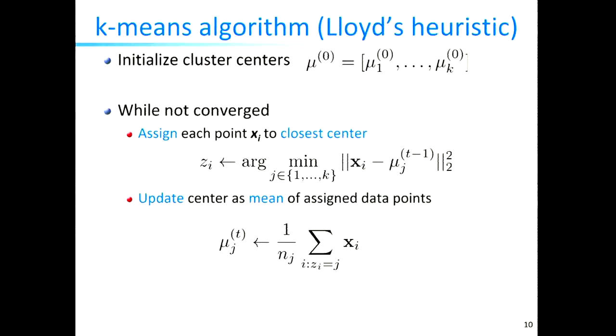And then we update the centers simply as the mean of all the points that we've classified according to that cluster. We collect all points that we've, say, assigned to cluster 1, and we just look at its empirical average. Here n_j is just the number of points we've assigned to cluster j. So that's basically the algorithm.